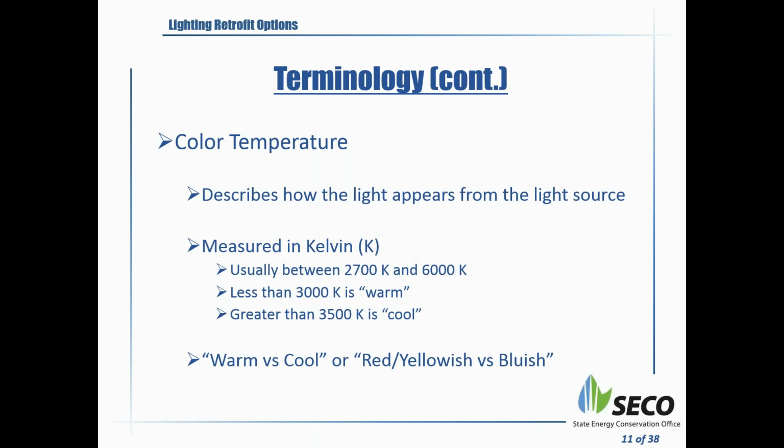Less than 3000 Kelvin is considered a warm light, and greater than 3500 K is considered a cool light. This is important, and I will show it to you in the next slide: what to watch out for when you're ordering some of these lamps or considering a retrofit. Again, remember warm versus cool, which will be reddish or yellowish versus bluish. The cool light will be more bluish in appearance.